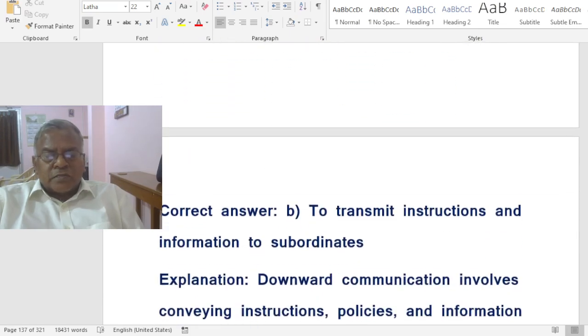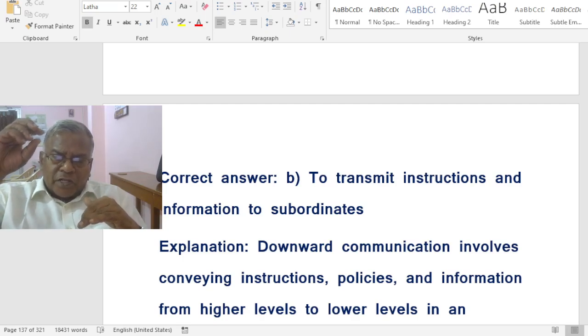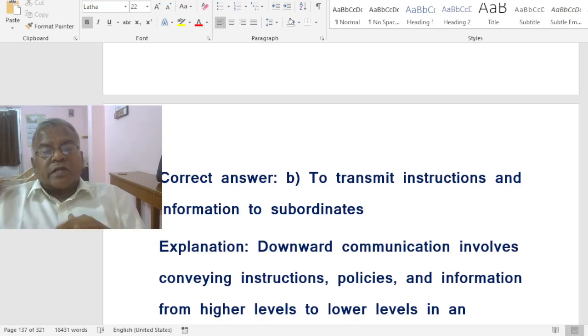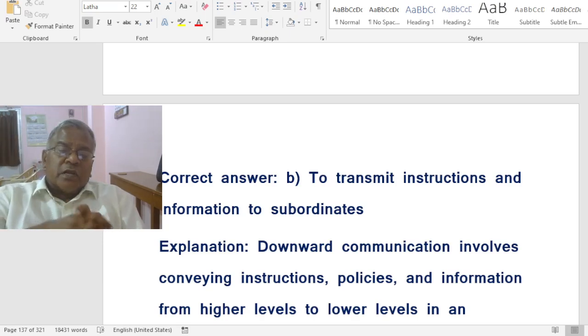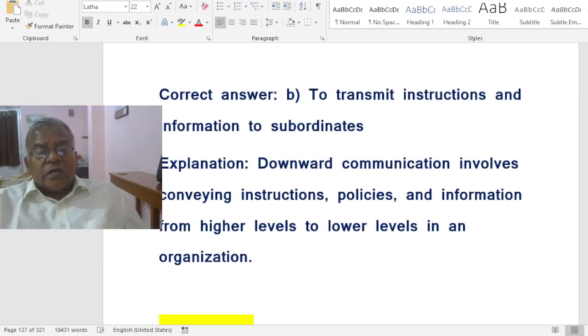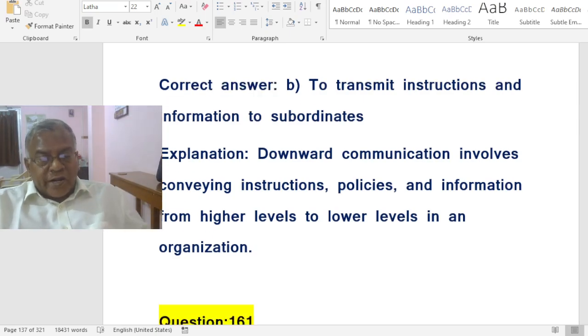Of course, by this time you would have guessed: to transmit instructions and information to subordinates from the top to the bottom. Normally the principal gives instructions to the HODs, HODs give instructions to the professors, professors give instructions to the students. So, downward communication involves conveying instructions, policies and information from higher levels to lower levels in an organization.